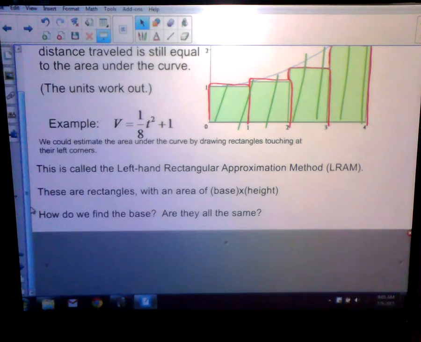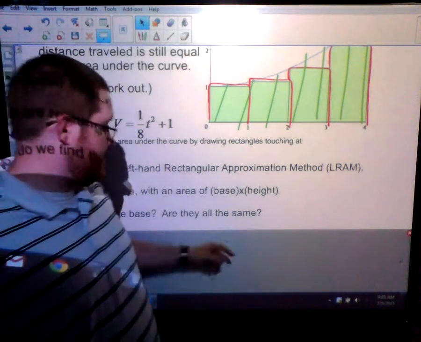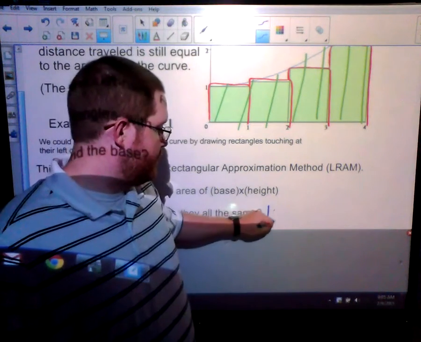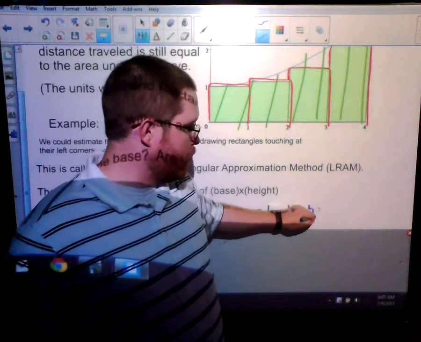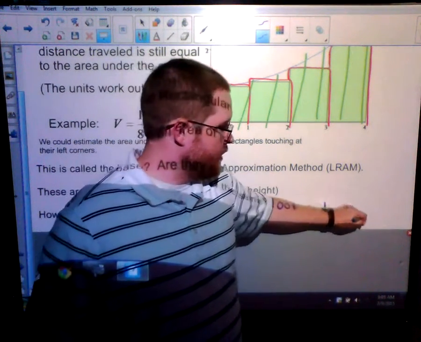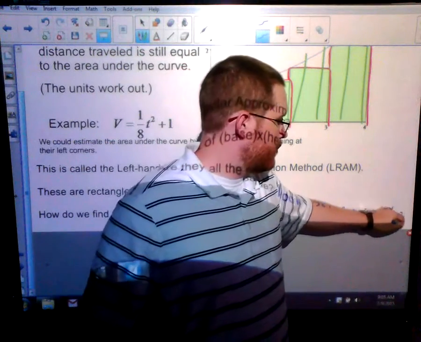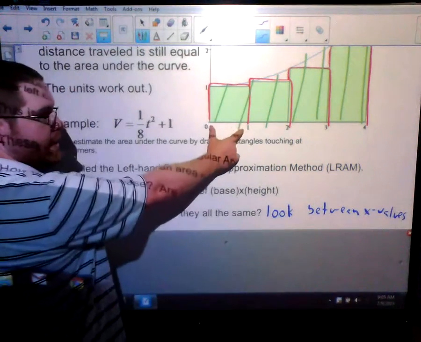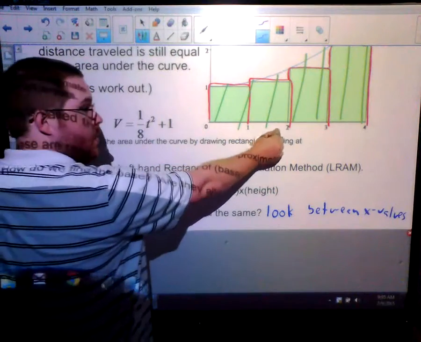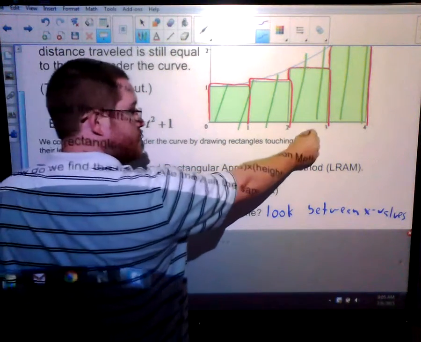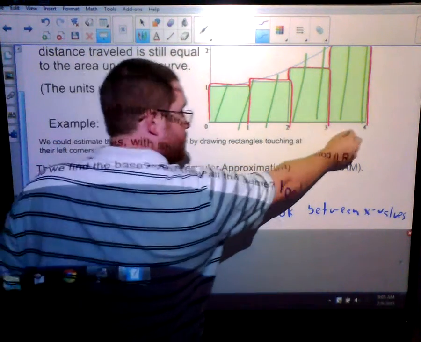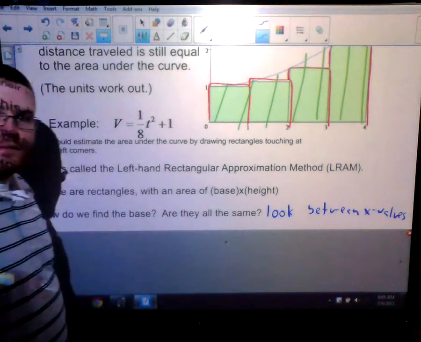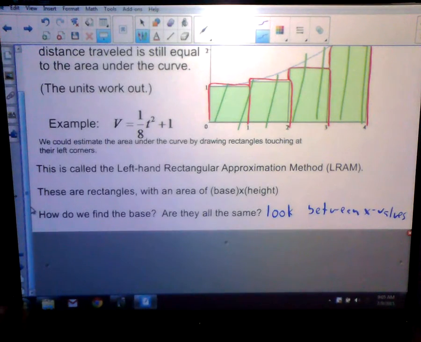How do we find the base? Well, this one's really easy. We look between the x values. How wide is this base? It's 1. How wide is this base? It's 1. How wide is this base? It's 1. How wide is that one? It's 1. Are they all the same? Yeah, but they don't have to be, and I'll show you that later.